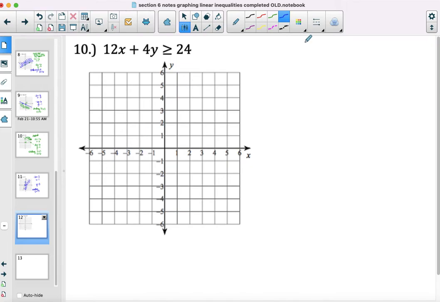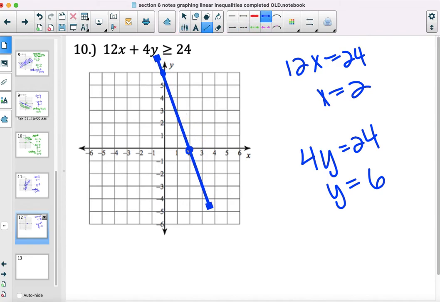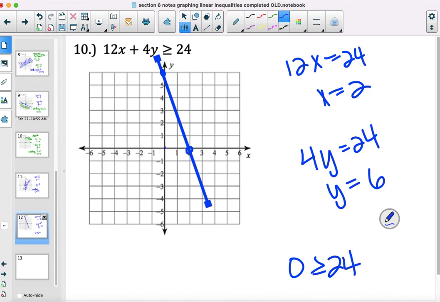Looking at example number 10 to find those intercepts, again, because it's in standard form. 12x equals 24, divide both sides by 12, x equals 2, and 4y equals 24, divide both sides by 4, y equals 6. So we're going to go from 6 on the y-axis to 2 on the x-axis. This time I do get a solid line. And the shading would be 12 times 0 plus 4 times 0. So we're saying, is 0 greater than 24? And that is false. So we need to shade the other side.